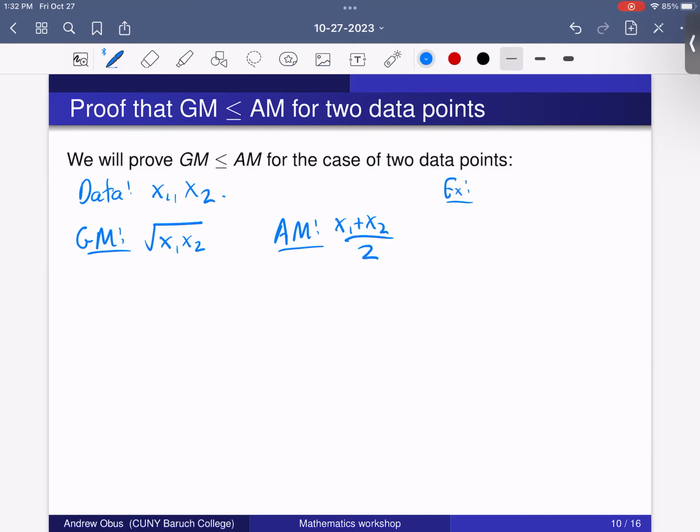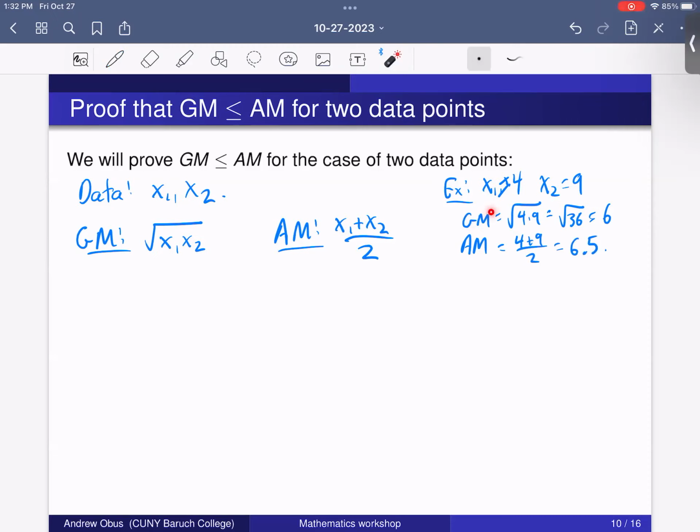So an example here would be if x1 equals 4 and x2 equals 9, then the geometric mean would be the square root of 4 times 9, which is the square root of 36, which is 6. And the arithmetic mean would be 4 plus 9 divided by 2, which is going to be 6.5. So we see that the arithmetic mean is bigger than the geometric mean here. And this is not a coincidence. This always happens, okay? And how do we see this?